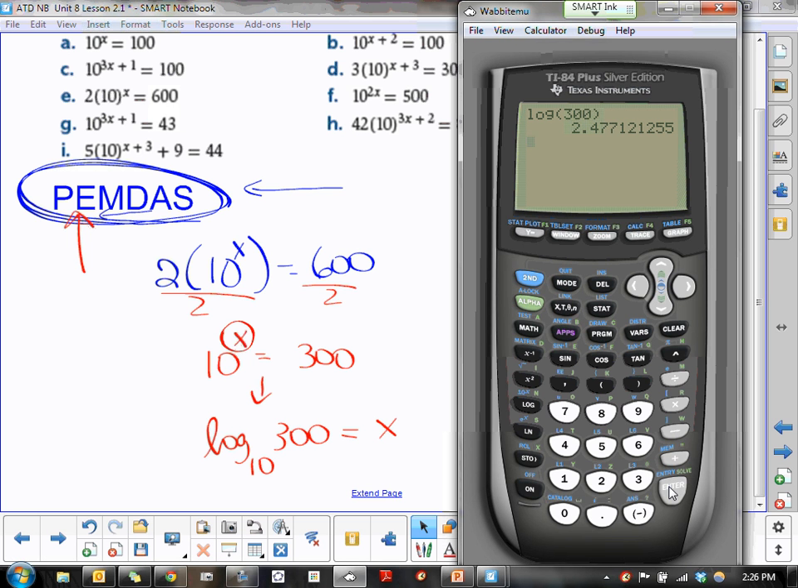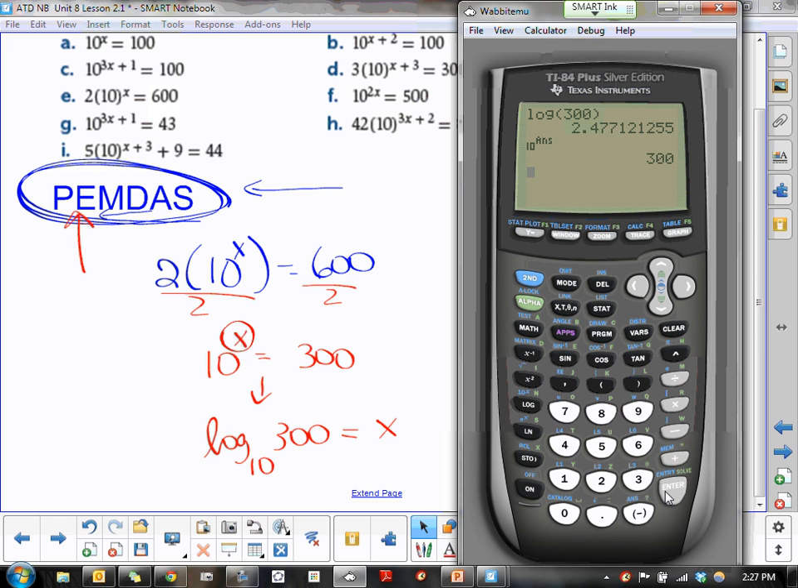All right, so here's what I'm going to check. I'm going to go second. Look behind your log key. What do you see? 10 to the x. If I raise 10 to this power I just found, it better give me 300. So I'm going to go second, answer, 300.